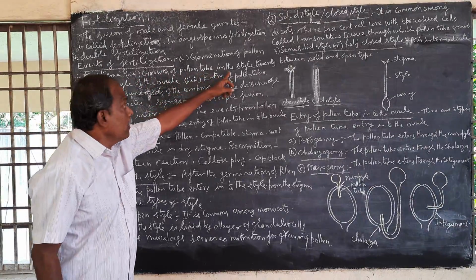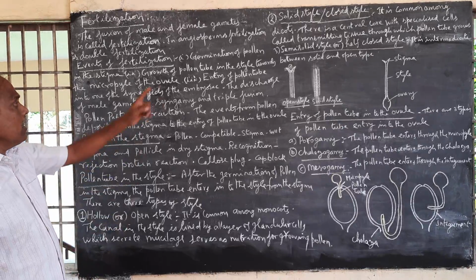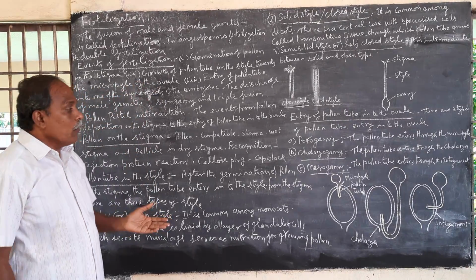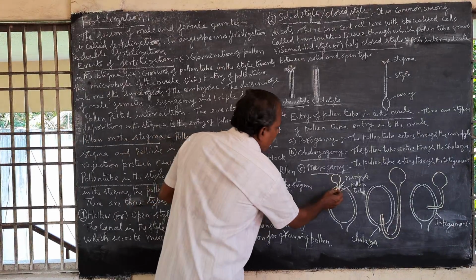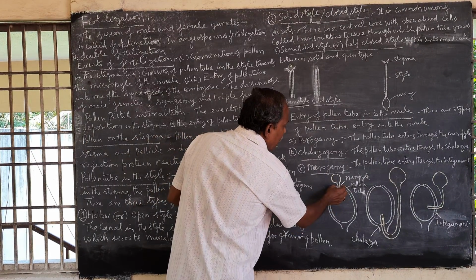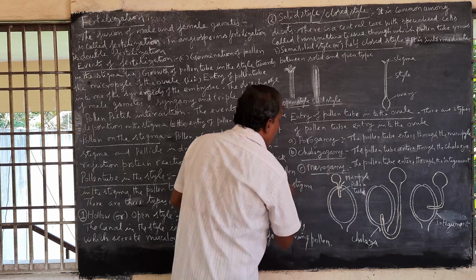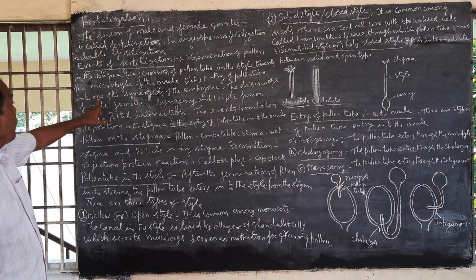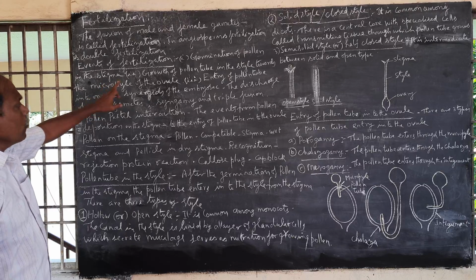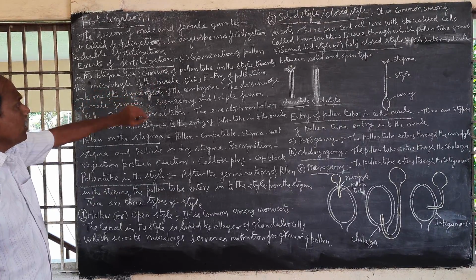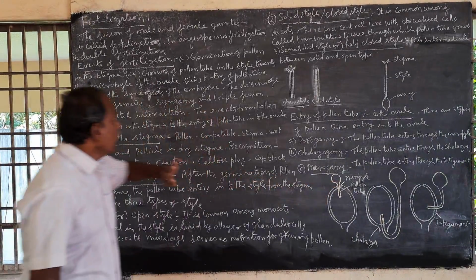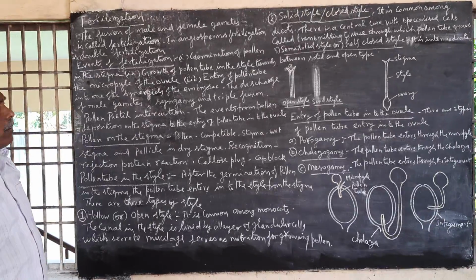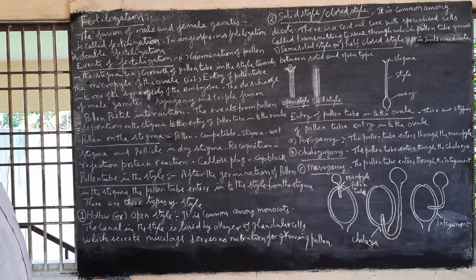Growth of the pollen in the style towards the micropyle of the ovule. Micropyle of the ovule, in the sense, there is a gap in the integument. This gap is called micropyle. Then entry of pollen into one of the synergids of the embryo sac, that we will see in double fertilization.